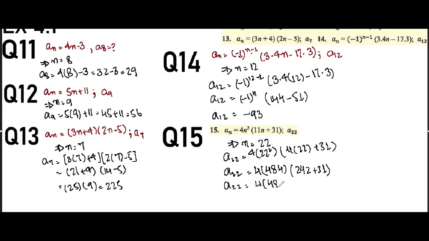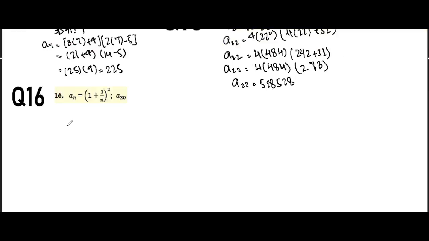Let's write it as it is right now. 4 into 484 into (242 plus 31) gives us 273. Now let's multiply this whole, and this equals 528528. So this is the answer of question number 15.